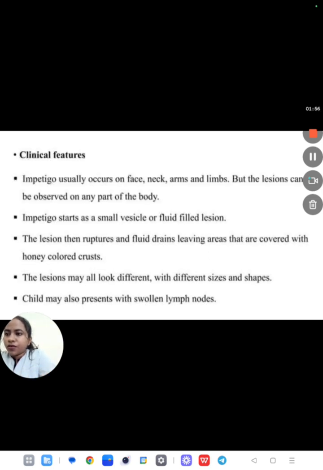Clinical features: it usually occurs on the face, neck, arms and limbs, but the lesions can be observed on any part of the body. Impetigo can also start as small vesicles or fluid-filled lesions. Then the lesions rupture and drain the fluids, leaving areas that are covered with honey-colored crust. The lesions may look different, with different sizes and shapes. The child may also present with swollen lymph nodes.